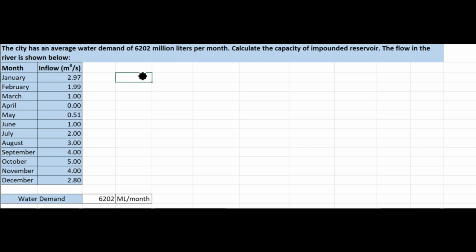In this video, we'll be solving a problem related to impounded reservoir. So the question says, the city has an average water demand of 6202 million liters per month. Calculate the capacity of impounded reservoir. The flow in the river is shown as below.